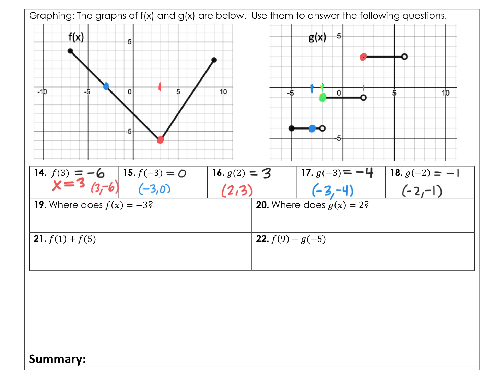Sorry. All right, now we get to go backwards. So same kind of thing. I gave you the input, you found the output. Now I'm going to give you the output, and you find the input. This will be fun. All right, where does f of x equal negative 3? So this time I'm giving you the y. Where does y equal negative 3?